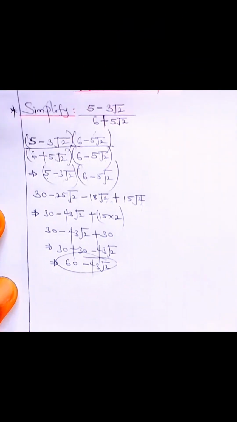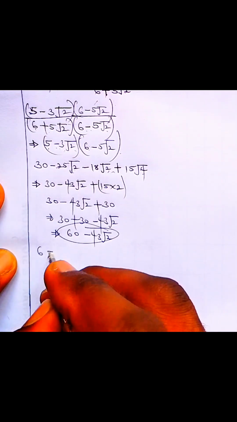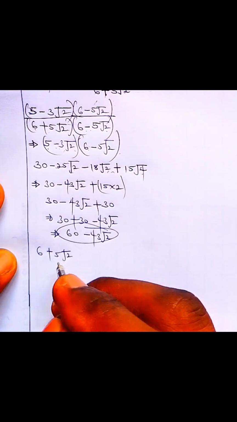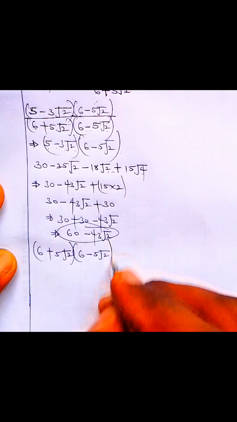So what do we do next? The next thing we do, we are going to expand the one under, which is the major one that we conjugated. So let's complete the conjugation. This is plus 5 root 2 plus 6 minus 5 root 2. We're trying to conjugate right away.